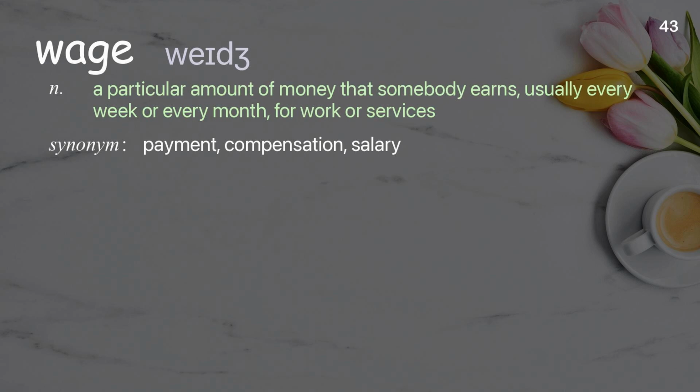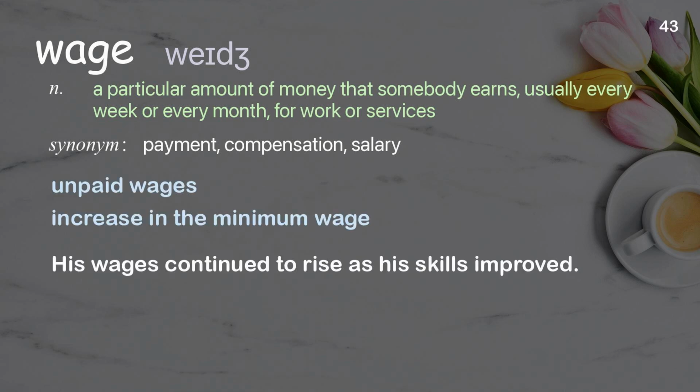Wage. A particular amount of money that somebody earns, usually every week or every month, for work or services. Examples: unpaid wages. Increase in the minimum wage. His wages continued to rise as his skills improved.